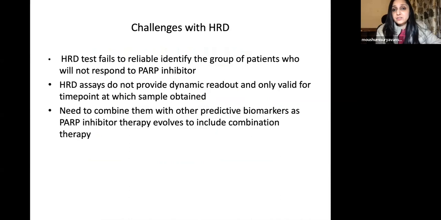So there are challenges with HRD. The HRD test fails to reliably identify the group of patients who will not respond to PARP inhibitor therapy. You have to realize that this is not the God test. It is not absolute. HRD assays do not provide a dynamic readout, and are only valid for the time point at which the sample is obtained. The biology of the disease may change, and there may be other insults added to the HRD, which has to be kept in mind. So we need to combine them with other predictive biomarkers as PARP inhibitor therapy evolves to include combination therapy.